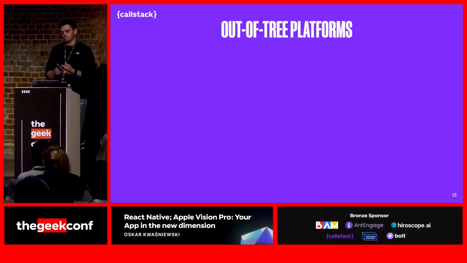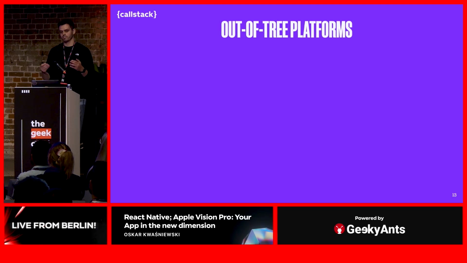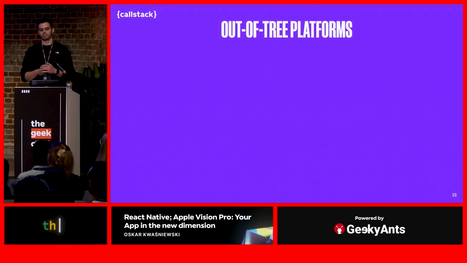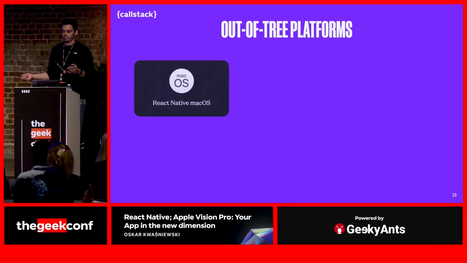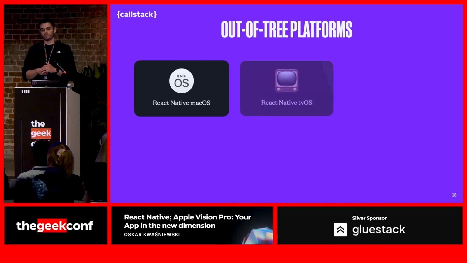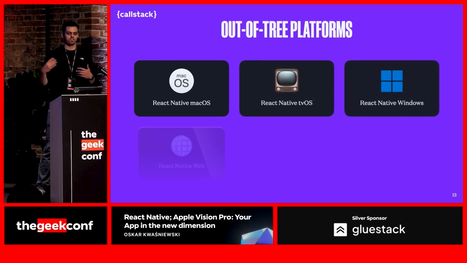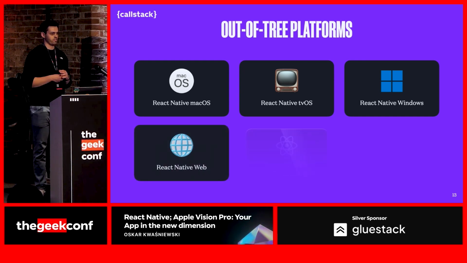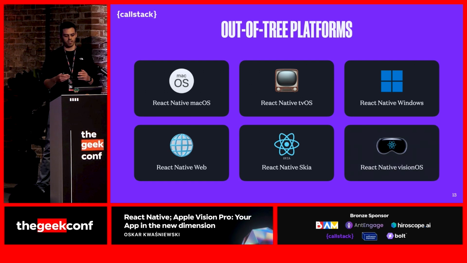So now let's discuss some already available out-of-tree platforms. React Native is capable of shipping to iOS and Android by default, but thanks to awesome open source projects called out-of-tree platforms, we are able to extend its capabilities to additional platforms. So we've got React Native macOS, we've got React Native tvOS, which should be renamed React Native TV because it can ship to tvOS and Android TV. We've got React Native Windows, React Native Web, and React Native Skia, which uses Skia as the renderer, and it currently supports Linux and macOS.